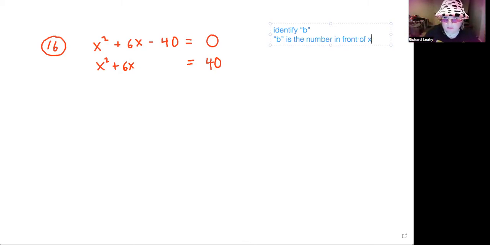So what you want to do with B is calculate this number, B over 2, squared. For this, B is 6 here. You want to do 6 over 2 and square that. 6 over 2 is 3, squared is 9. This is the number we're going to add to both sides.